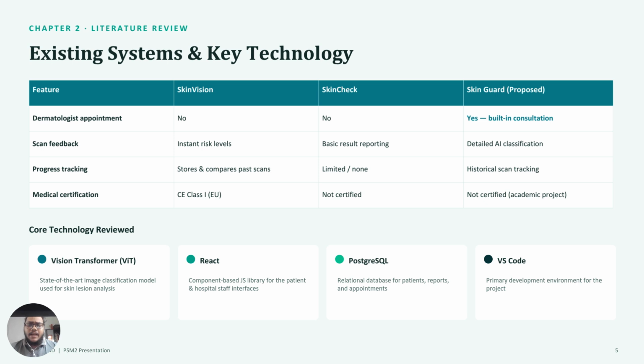On the technology side, I reviewed the Vision Transformer, or ViT, architecture, which is a state-of-the-art model for image classification and forms the basis of the AI analysis. I also looked into React for building the interface, PostgreSQL as a relational database, and VS Code as the primary development environment.